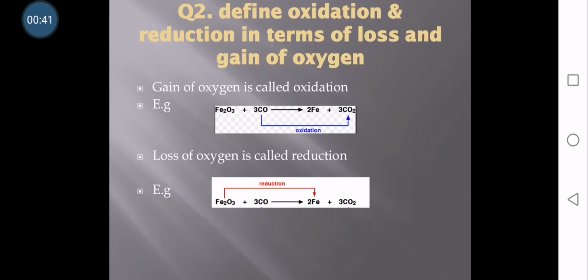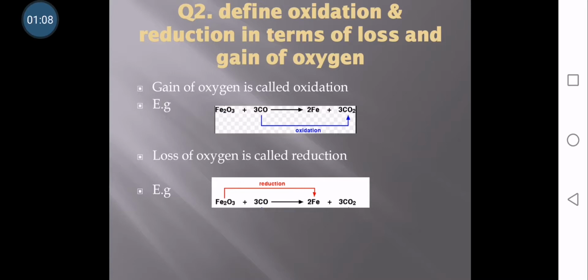Question number 2, define oxidation and reduction in terms of loss and gain of oxygen. As we have studied, gain of oxygen is called oxidation. In the reaction you can see the carbon monoxide gained oxygen from iron oxide and became carbon dioxide. So gain of oxygen by carbon monoxide, forming carbon dioxide, is the process of oxidation, and carbon monoxide is oxidized to carbon dioxide.